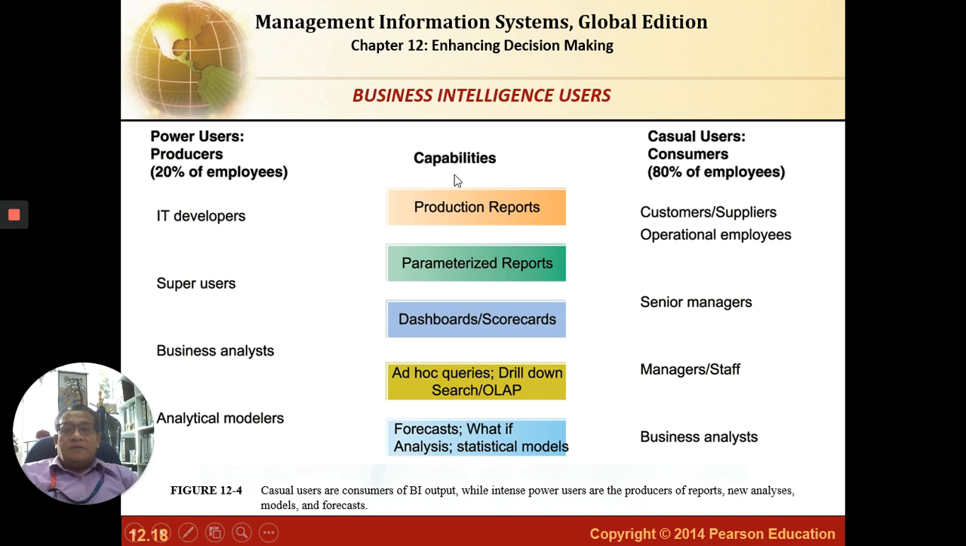This is how it looks in terms of categories of users: IT developers, they develop their IT systems. Super users are normally important persons. Business analysts are normally managers or staff, and analytical modelers are normally business consultants. On their capability, IT developers normally produce production reports. Super users, like senior managers, CEOs, managing directors, normally like the output in the form of a dashboard or scorecards. Analytical modelers like business consultants normally use it for forecasting. So these are different types of business intelligence users that are using information systems for business decision making.